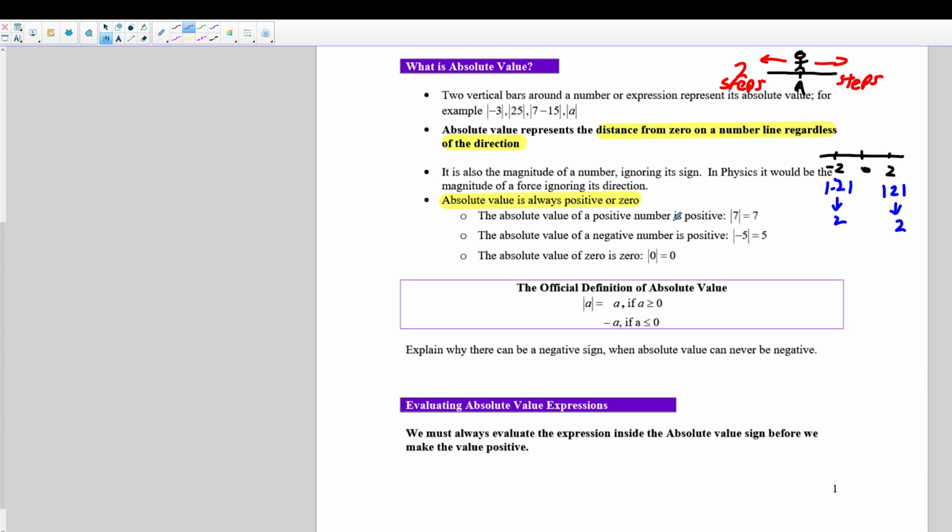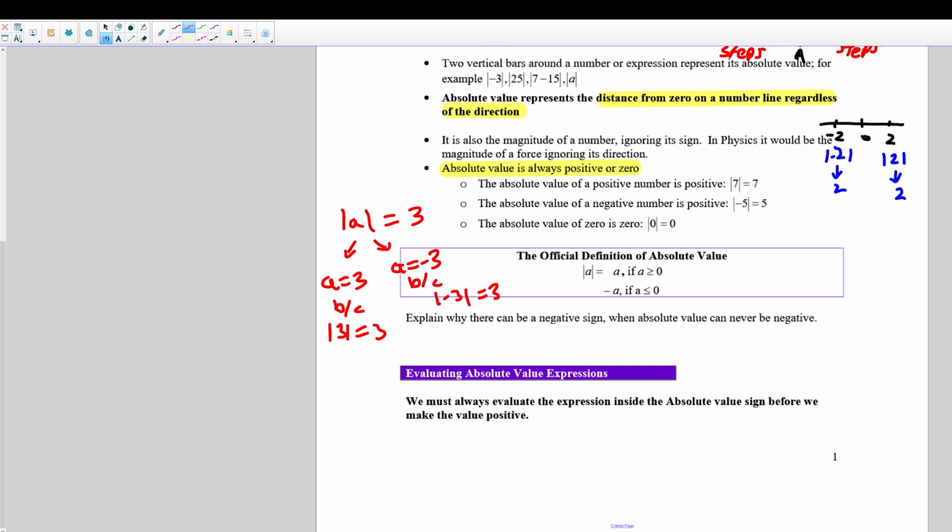So let's say, for example, we looked at the absolute value of A, and we said that it's equal to 3. Well, this means that we have 2 possibilities. A can be equal to 3 because the absolute value of 3 is equal to 3. And the second part of this is that A can also equal -3 because the absolute value of -3 is also 3. So there's going to be 2 possibilities for whatever's inside of my absolute value function there.